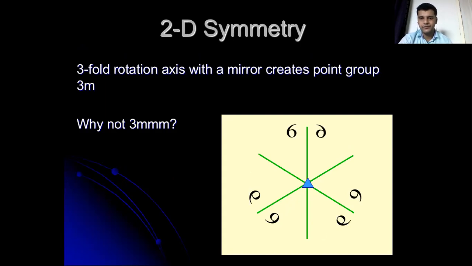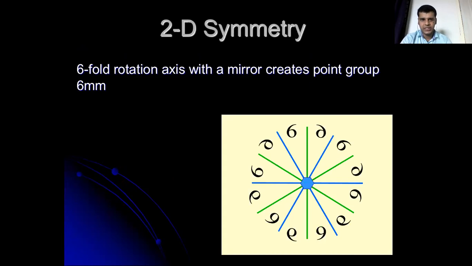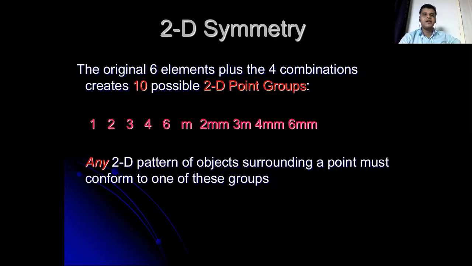Then a three-fold rotation with the mirror image creates point group 3m. Originally 6 elements plus the 4 combinations create 10 possible 2D point groups: 1, 2, 3, 4, 6, 2mm, 3mm, 4mm, 6mm. Any 2D pattern of objects surrounding a point must conform to one of these groups.